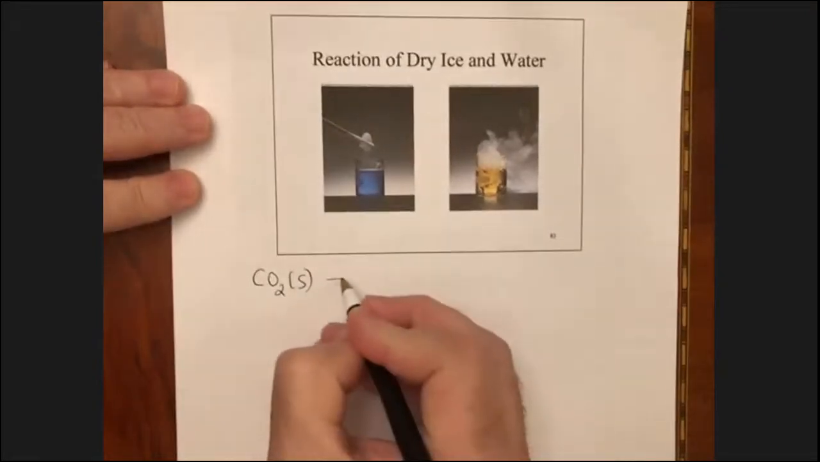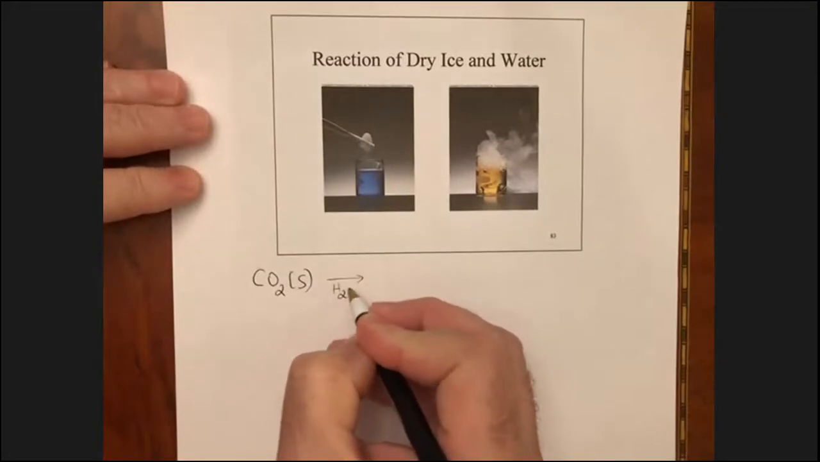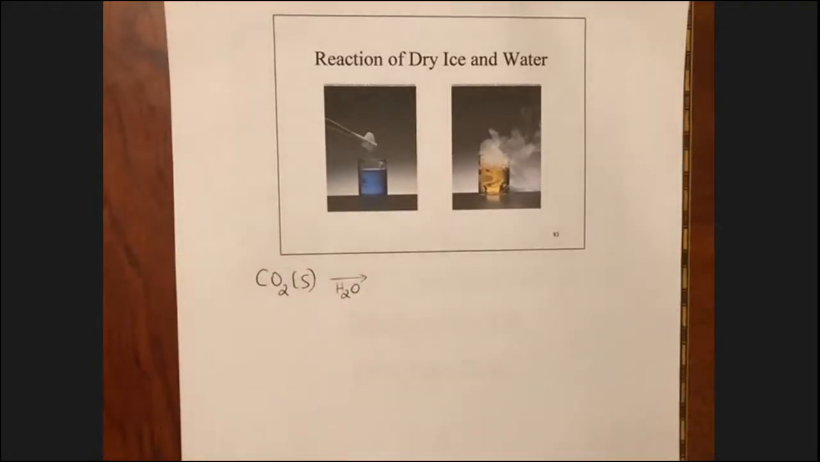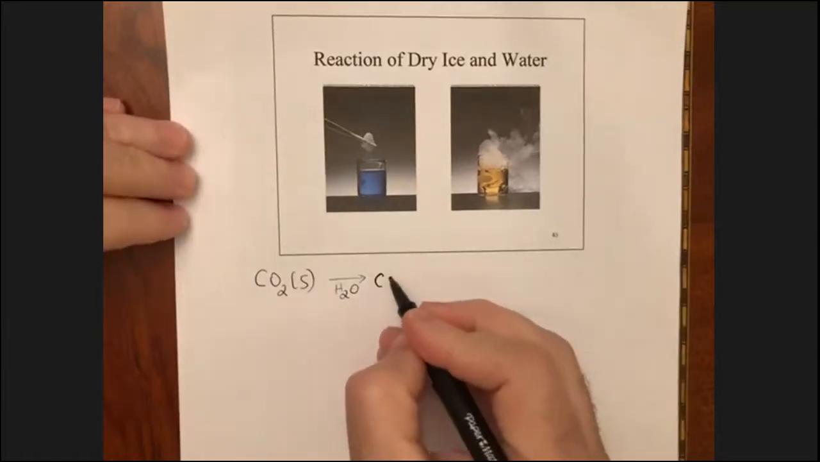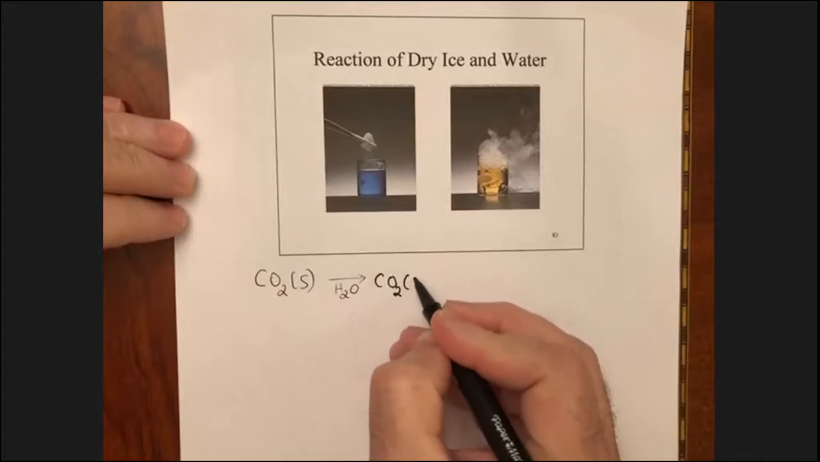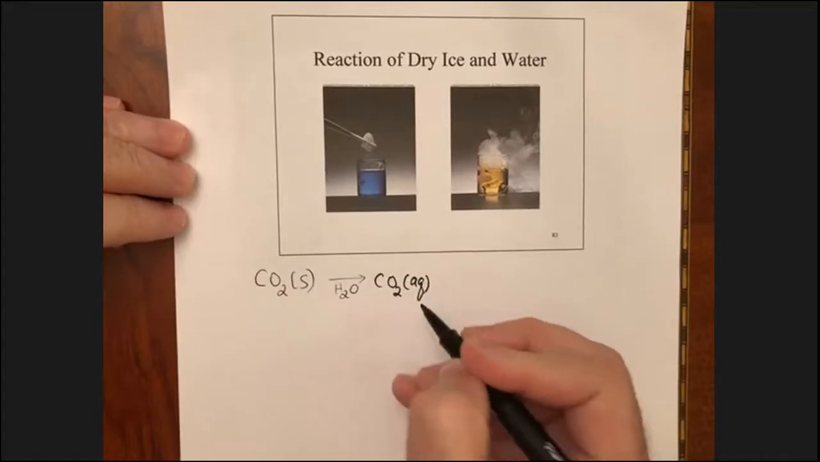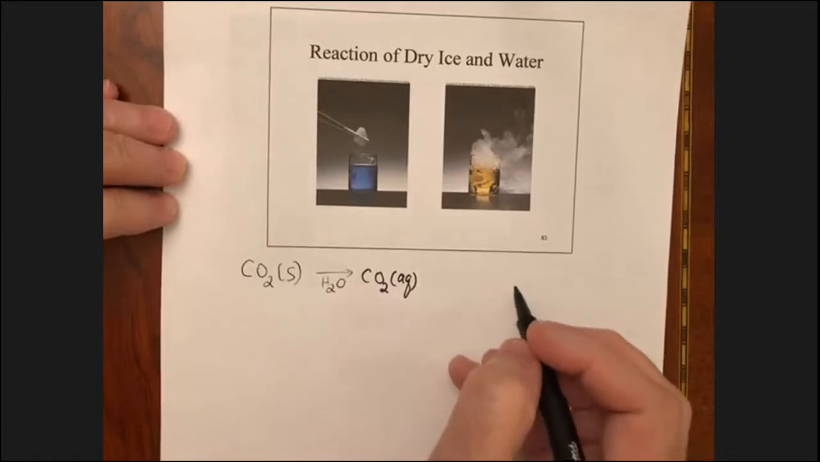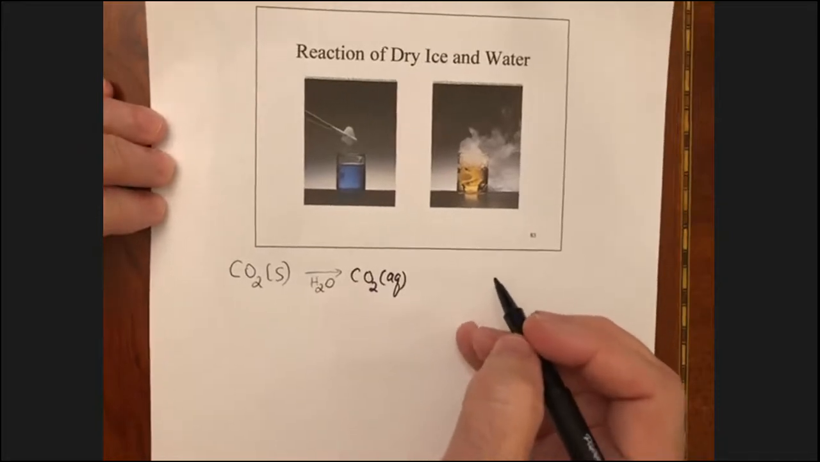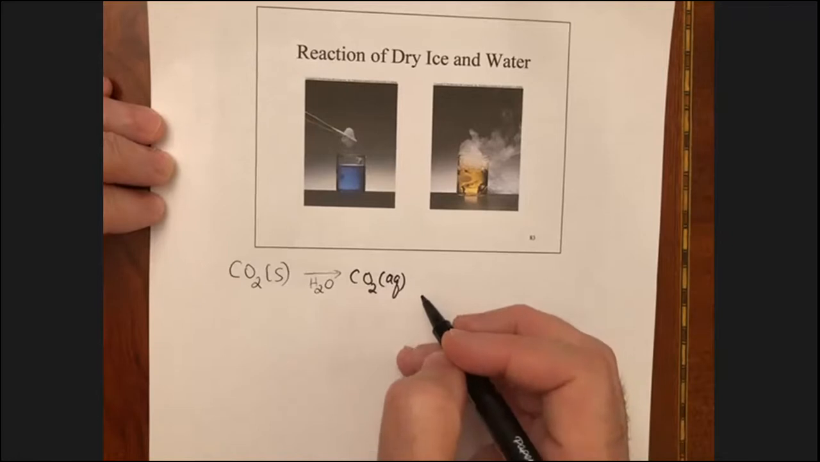When you put it in water, you know what, let me get a different marker here. This is my pen. Let's get the marker here. Some of the carbon dioxide actually dissolves, very little of it. As you remember from Chem 1A, gases are not very soluble in water.